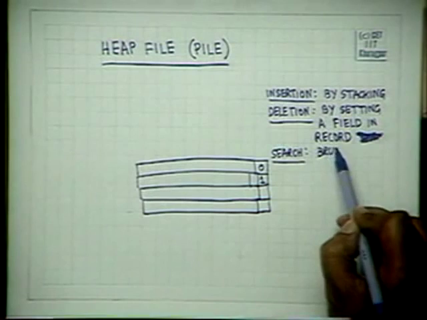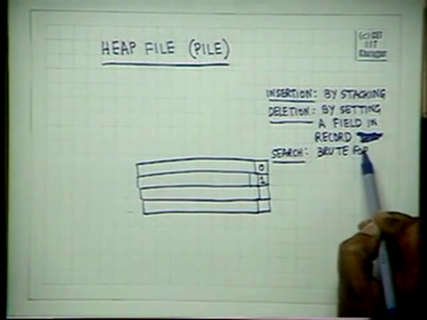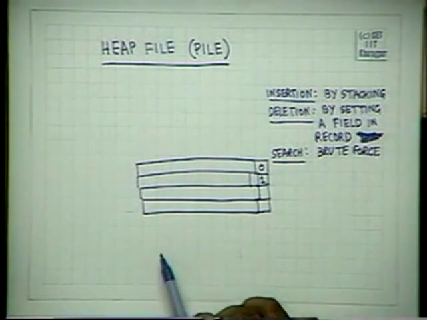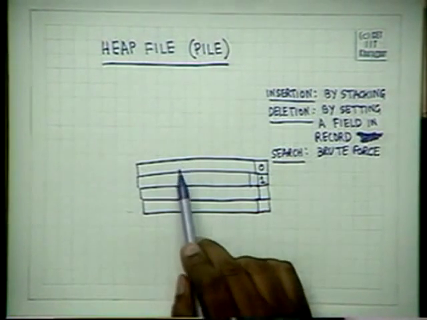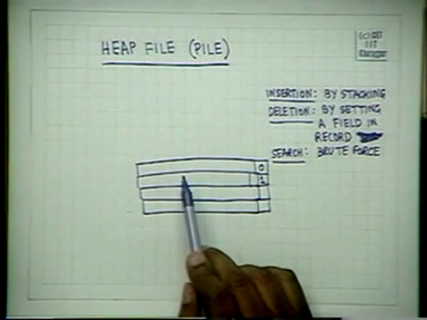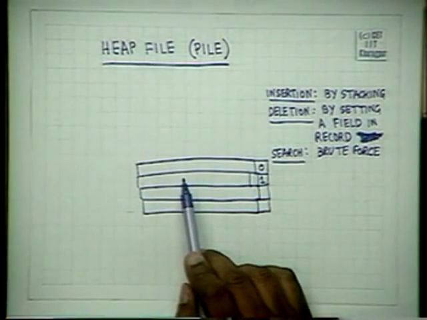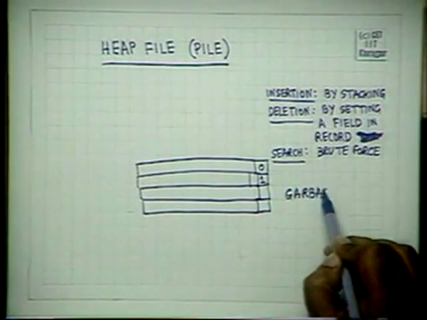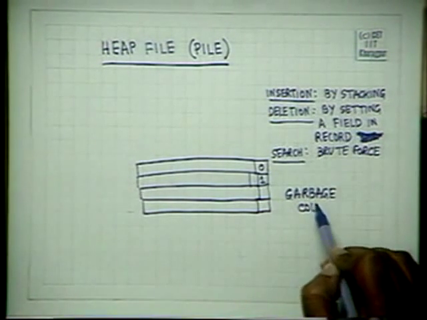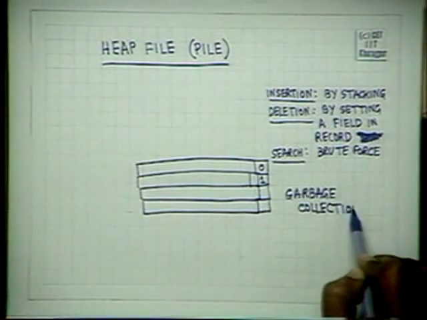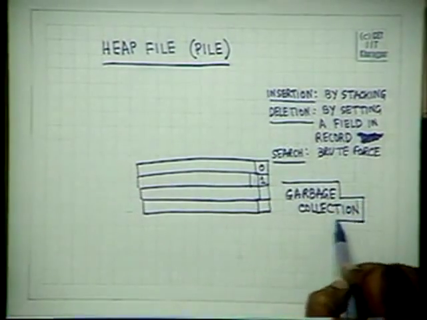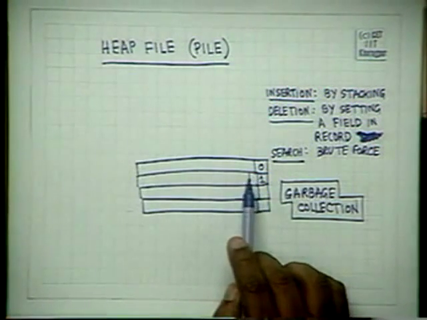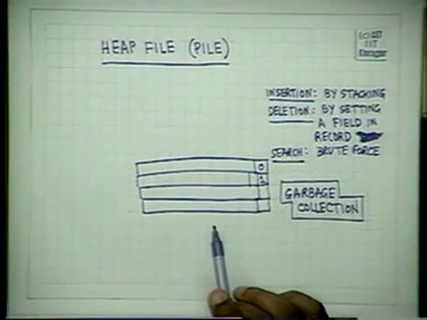is by brute force. It is a brute force search from the beginning or from the end. Just scan them one by one. Neither are these records sorted. They are just placed as and when they arise. And you can have an additional garbage collection mechanism which from time to time reorganizes the file. What do we mean by reorganizes the file? It just removes those which are deleted and maintains the rest in their original order.